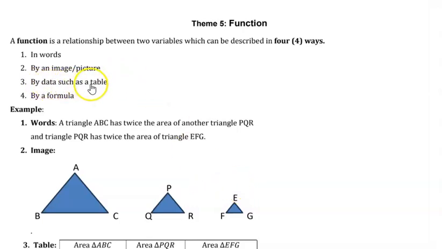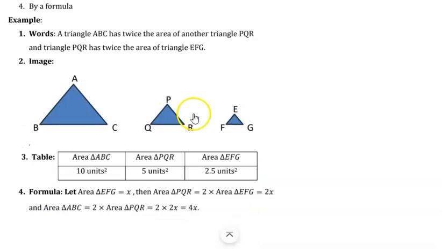If we use data such as a table, say for instance, we can list the triangles ABC, PQR and EFG. And for instance, say EFG has an area of 2.5 units squared, then area PQR, which is double that, is 2 times 2.5, which gives us 5 units, and area ABC, which is twice that of PQR, is 10 units. That's represented in a table.